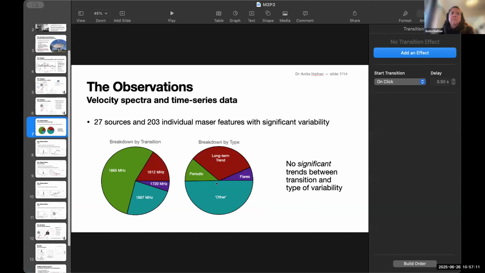Michael? Yeah, hi Anita. Thank you very much. This was very inspiring. I had two questions. One is in the diagram where you showed the distribution of variability between different lines. There was a small wedge of 1720 megahertz variable masers. What are these? Does it follow similar patterns as the others?